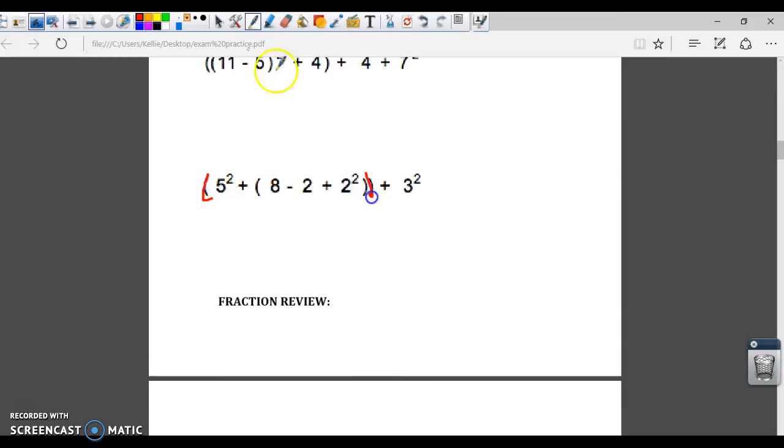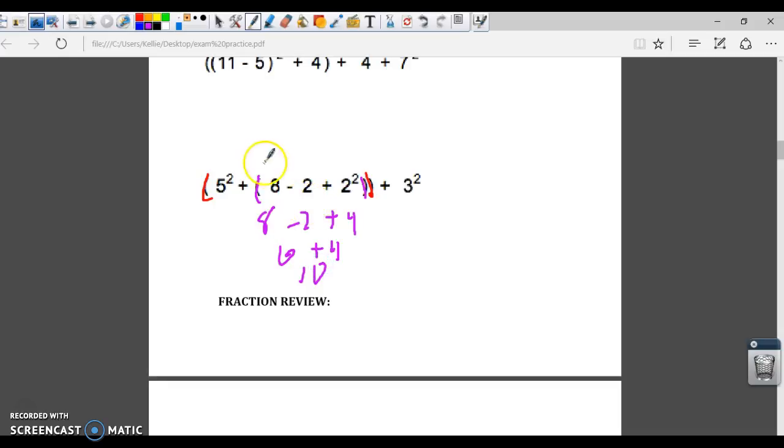See this outer set? We're going to do the inner set first. So we're going to start with this inner parentheses set that's right here. All right, so we're going to do the exponent first. 2 times 2 is 4, plus 2, 8 minus the 2 is 6, plus 4, which is 10.